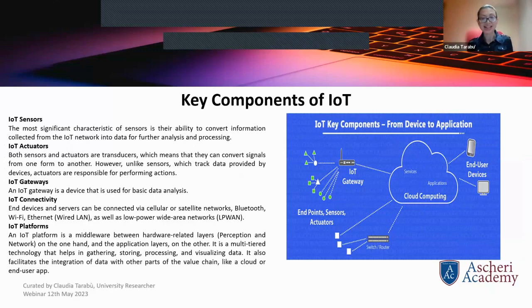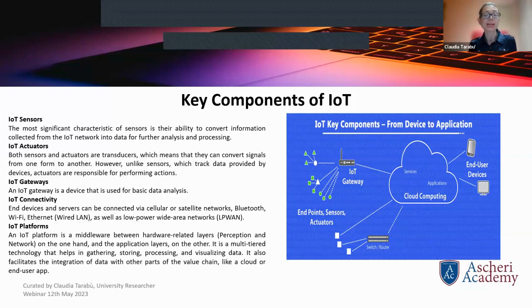In order to better understand the architecture of the Internet of Things technology, we can describe some key components that are contained in this typical technological arrangement. Firstly, we're going to speak about IoT sensors. The most significant characteristic of sensors is their ability to convert information collected from the entire IoT network into data for further analysis and processing.